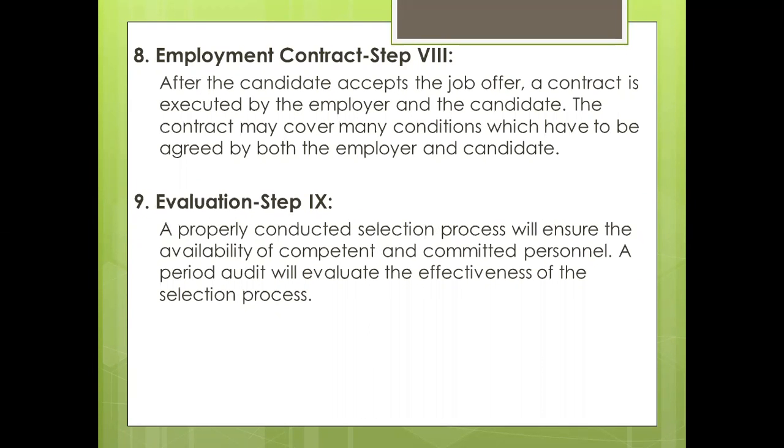Step number 8, employment contract. After the candidate accepts the job offer, a contract is executed by the employer and the candidate. The contract may cover many conditions which have to be agreed by both the employer and candidate. Evaluation, step number 9. Properly conducted selection process will ensure the availability of competent and committed personnel. A periodic audit will evaluate the effectiveness of the selection process.